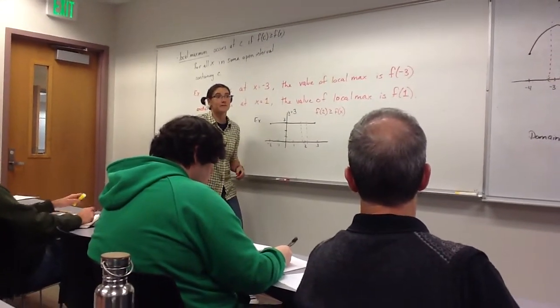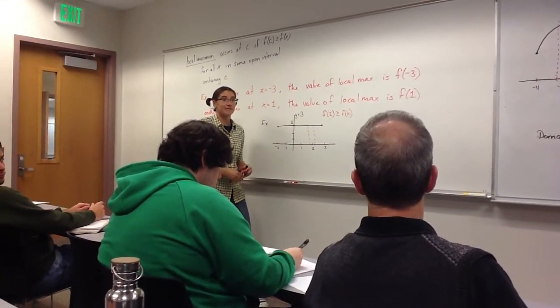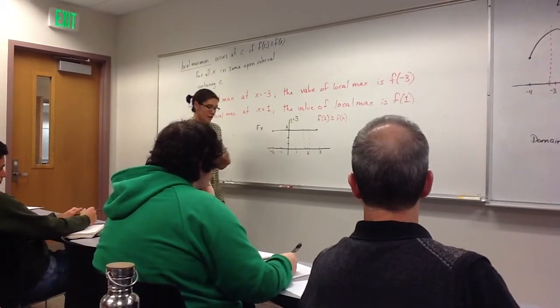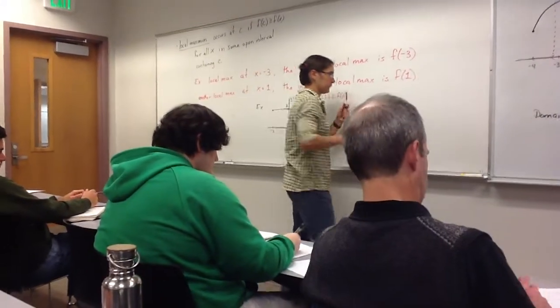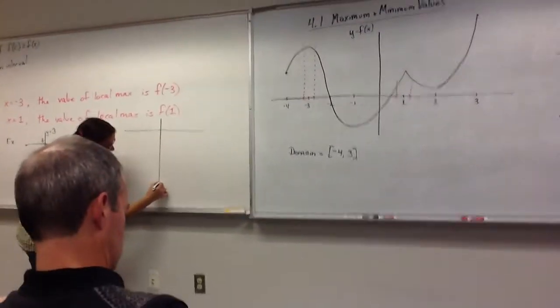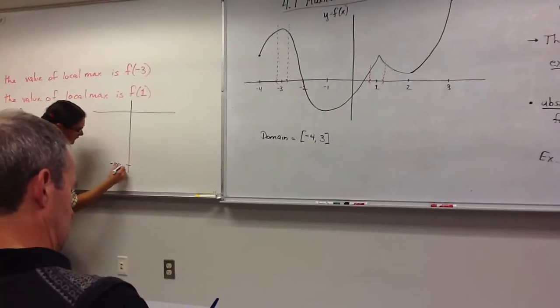Does it go the same in the negative? Sure, I could have a function that looks like, here's my x-axis, and I have a function way down here at negative 1,000.